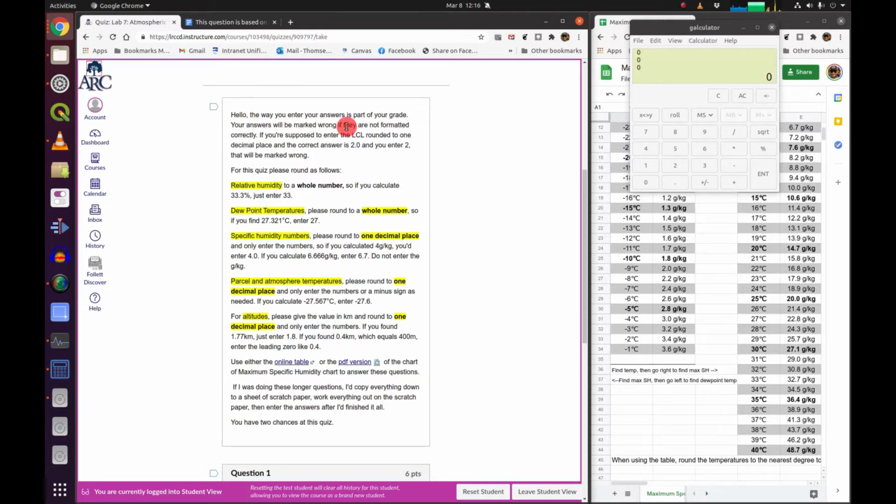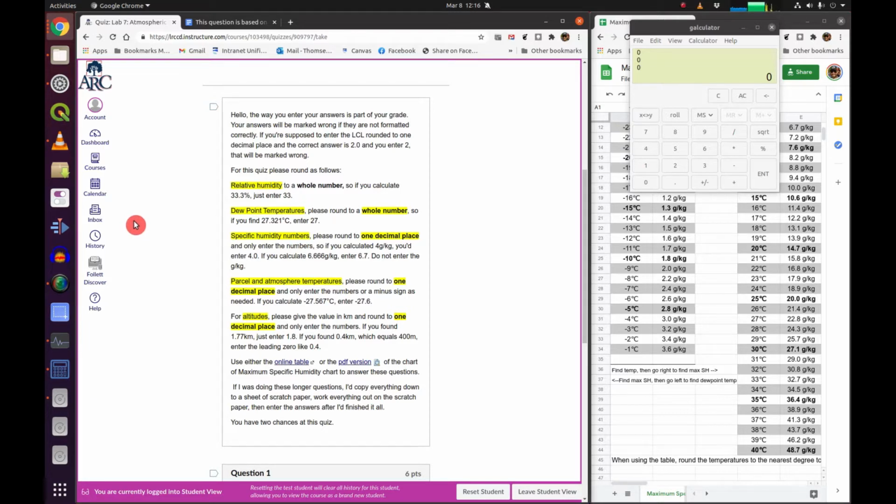Hello, the way you enter your answers is part of your grade. Your answers will be marked wrong if they're not formatted correctly. If you're supposed to enter the lifting condensation level rounded to 1 decimal place and the correct answer is 2.0 and you enter 2, that will be marked wrong.